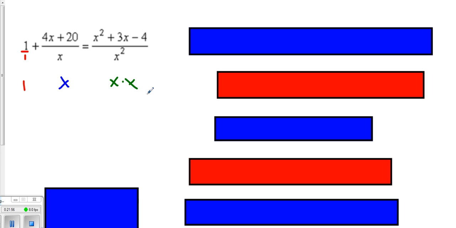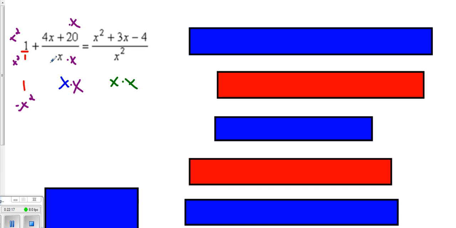We need to think, what is each piece missing? This already has x and x. So this one is just missing an x. We need to do times x and times x up here. This one is missing x squared, so we times x squared on top and on bottom.